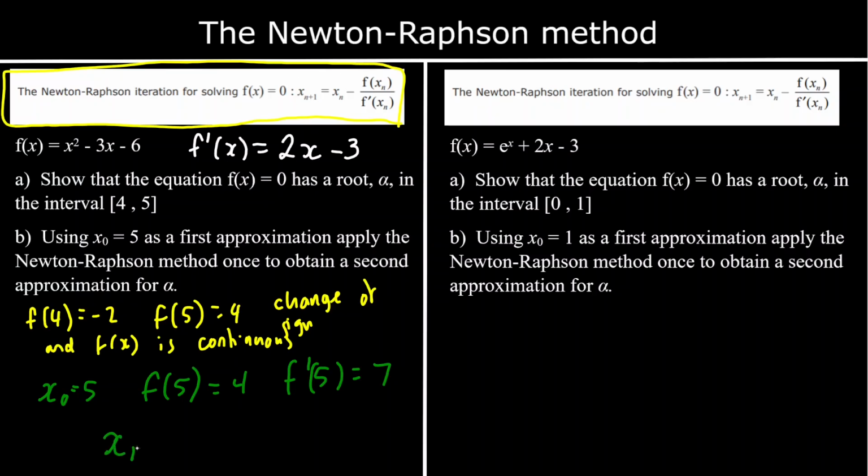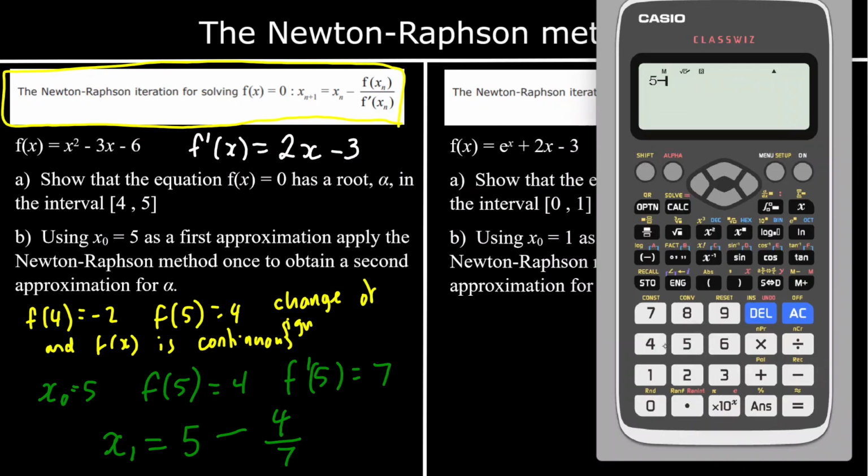So x1, our next approximation, is x0, which is 5, take away f of 5, which is 4, over f prime 5, which is 7. So it's 5 take away 4 sevenths. And that's 31 sevenths, or 4.43.